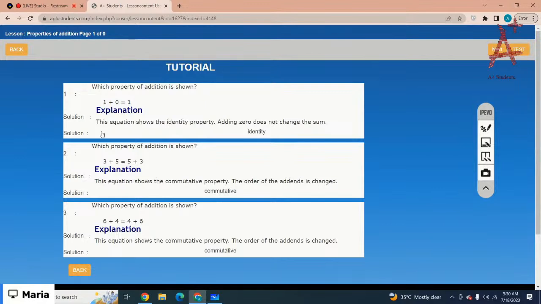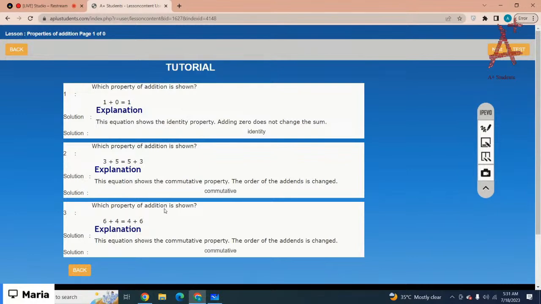Got it? The next one is which property of addition is shown? You can see just the order of the numbers is changed. Either you can write 3 plus 5 or 5 plus 3. The answer is the same in both cases. 5 plus 3 is 8 and 3 plus 5 is 8. That means that is the commutative property. The order of addends is changed. Got it? That means in case of addition, order does not matter.